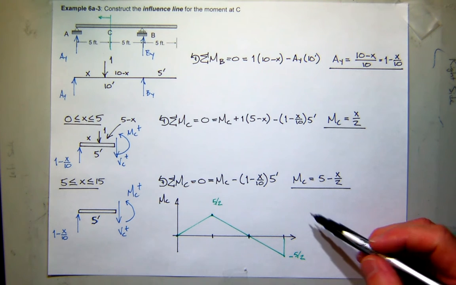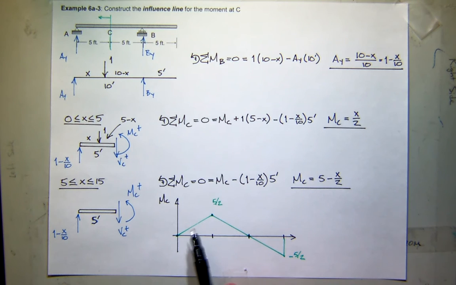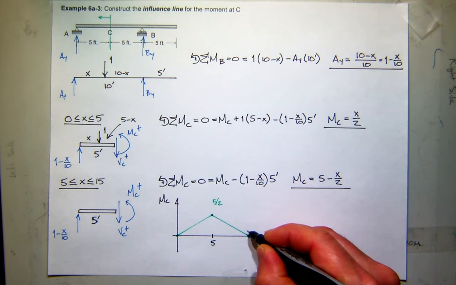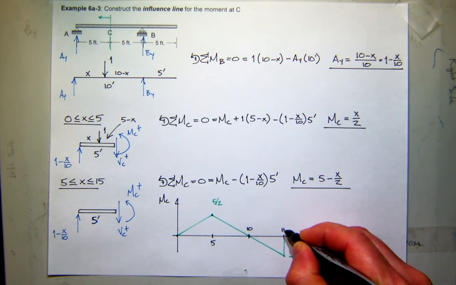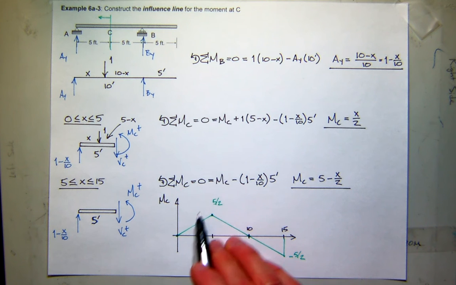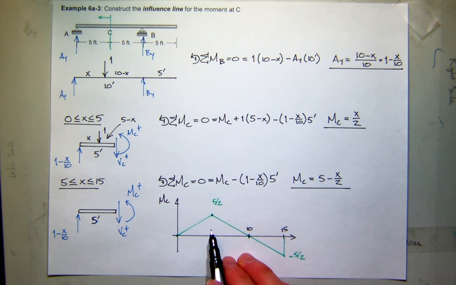Okay? So now you can see there's a position. If I'm operating in 0 to 10, let me put some ordinates on there. So when my unit load is moving anywhere from 0 to 10, what kind of moment at C am I creating? What's that positive moment? But when I start operating from 10 to 15, what kind of moment at C do I create? Negative.